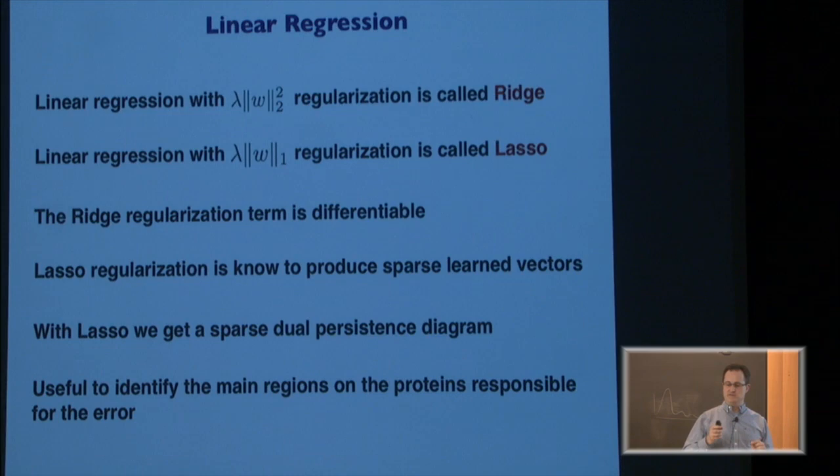And the idea is to try to look back at these regions compared with the diagram, right? So with this lasso, with this L1 regularization, we get these sparse persistent diagrams. And this might be useful to identify these regions on the diagram where mistakes happen, if we can do that.